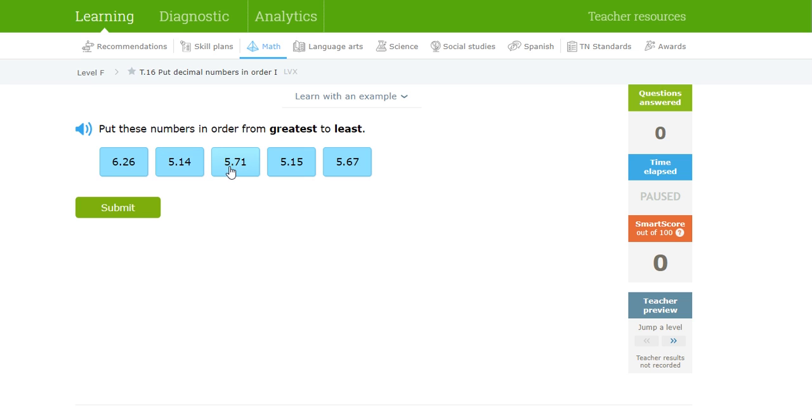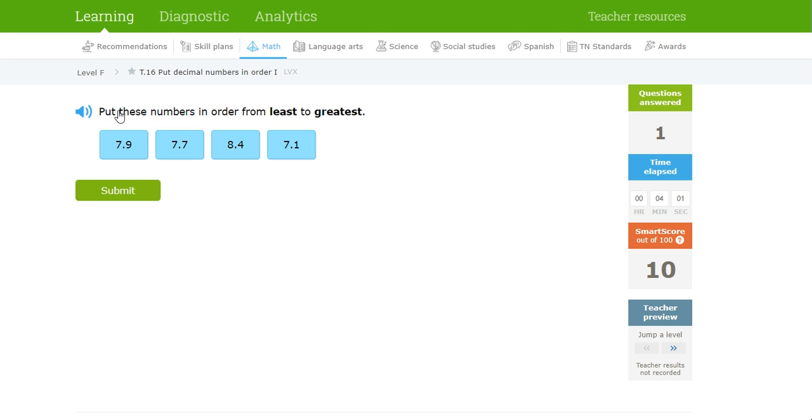So now I'm going to look at the place after the decimal, the tenths place. And I'm going to pick the number that has the highest number in the tenths place. In this example, that would be 5.71. So this is more of a whole than any of these other ones. If I think about it in terms of money, if this is $5.71, then 71 cents is greater than 14 cents, 15 cents, or 67 cents. And then 67 would be the next, 5.67, and then 5.15 would be after that, and then 5.14 is the least. So now they're in order from greatest to least.